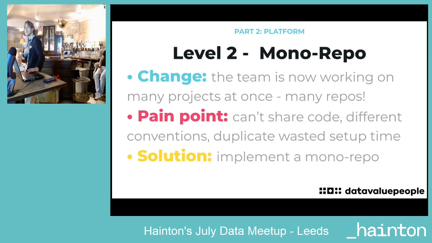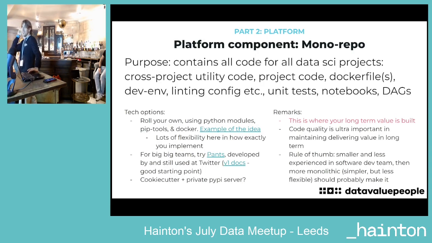Okay, I'm skipping this. So this is our iteration, and this is a solution. So it's a mono-repo. Its purpose is you have one place that is going to contain all of the code for all of the data science team projects. That includes cross-project utility code. So that code which is pushing and pulling to the data storage maybe, or doing general functional stuff that you want to do all the time. You only have to write it once now, and all your projects can use it.